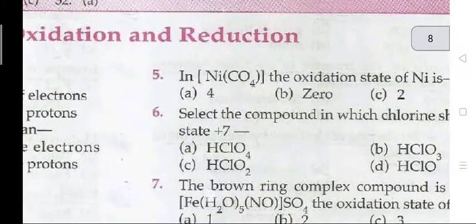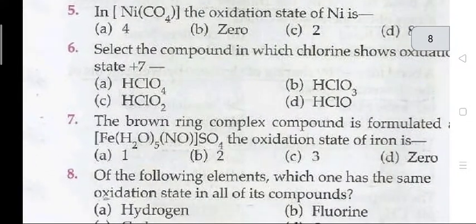The next question, number 5: in Ni(CO)4, the oxidation state of nickel is. The right answer is B, that is 0. Question number 6: select the compound in which chlorine shows oxidation state +7. That is HClO4.